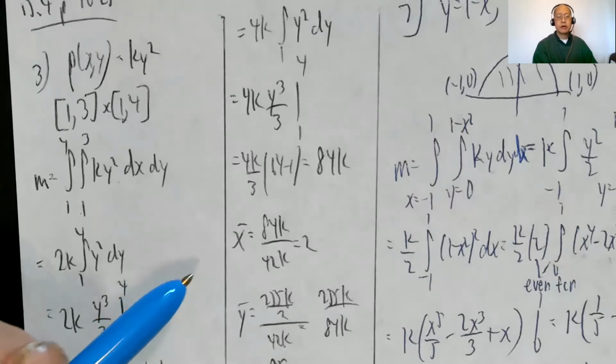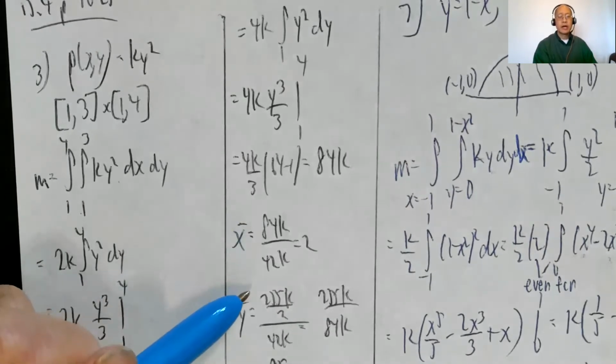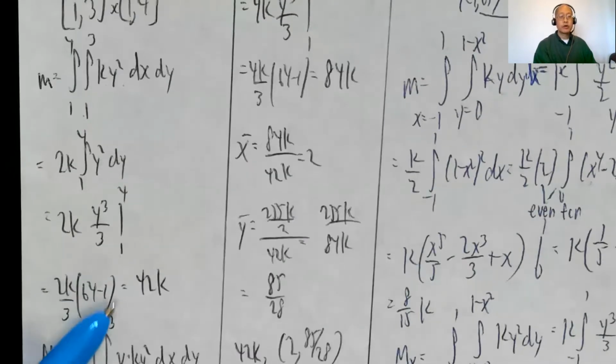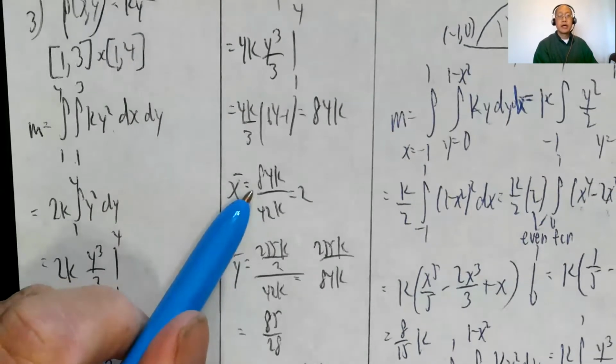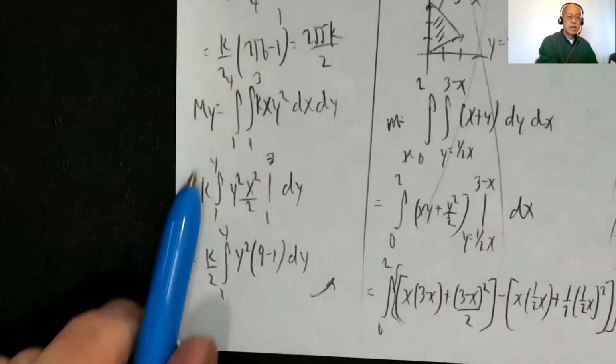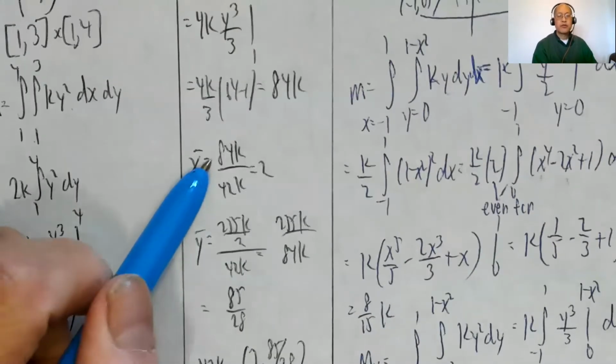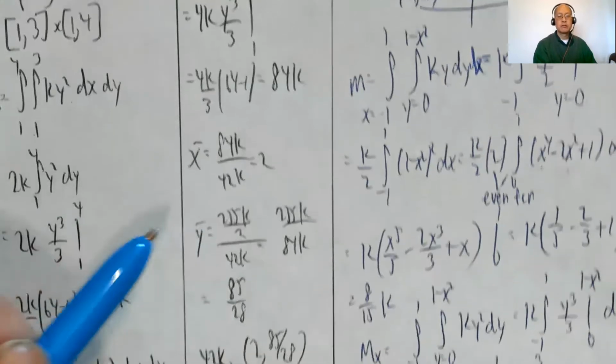All right, so we did our 3 integrals. And now x bar is m sub y divided by m. M is 42k, that's on the bottom. And we just got 84k for m sub y. So 84k divided by 42k, 2.